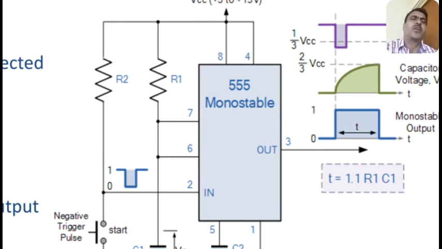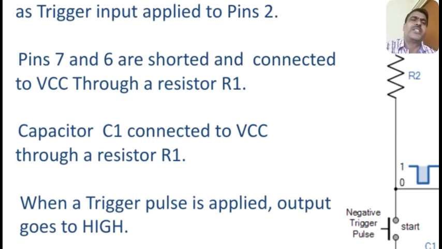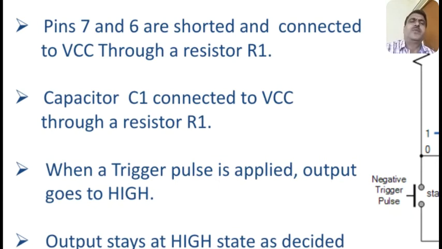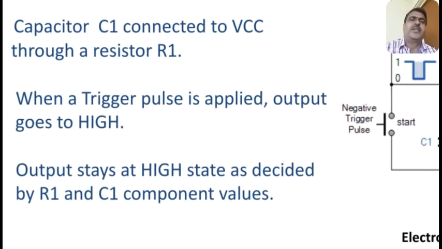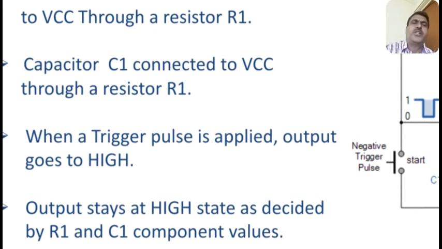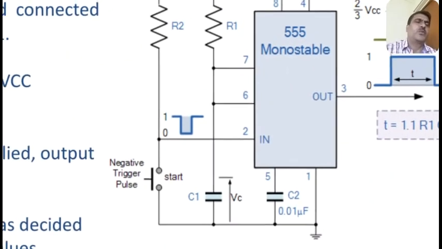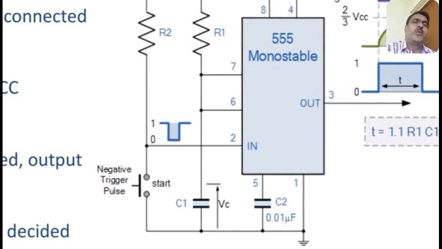They are connected to R1 through to VCC. Then capacitor C1 is connected to VCC through R1. Okay, the same point there, capacitor C1 is also connected. When trigger pulse is applied, output goes high. So normally the output will be low. Whenever you give a trigger pulse, what happens?